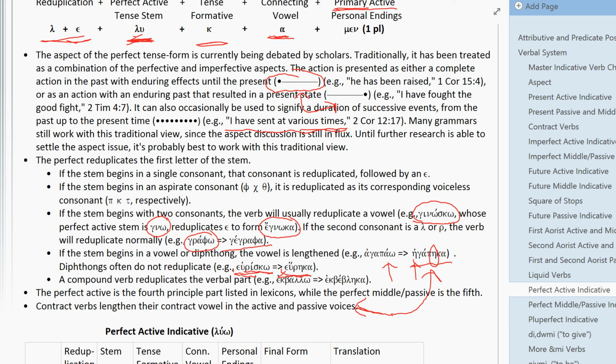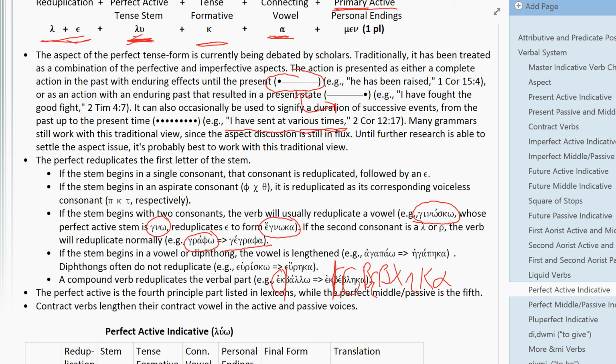The last rule is that if you have a compound verb, you're still going to have the reduplication, but the reduplication is going to come after the prefix. So here you have ek balo, to cast out, and then you still have ek, and then you have be bleka. So ble is the stem, the perfect active tense stem, and then you get the ka ending, and right here the beta reduplicates with the epsilon, and then you still have ek on the beginning of it. So that's how that works.